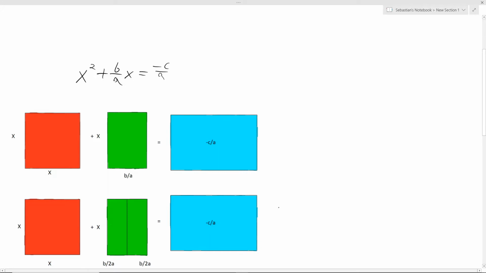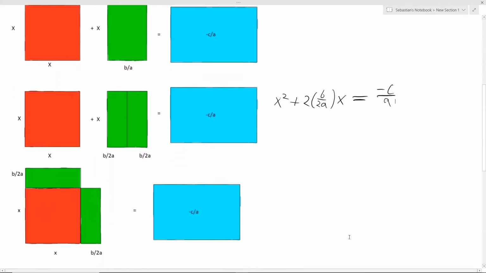What we're left with is once again an x squared, because the red rectangle doesn't really change, plus, and now we have 2 green rectangles, but instead of having side length of b over a, they have side lengths of b over 2a, because we're dividing this bottom side in 2. So the area is going to be equal to 2 times b over 2a times x, and the x side doesn't really change. And since we're not changing anything on the left-hand side, the area of the blue remains the same.